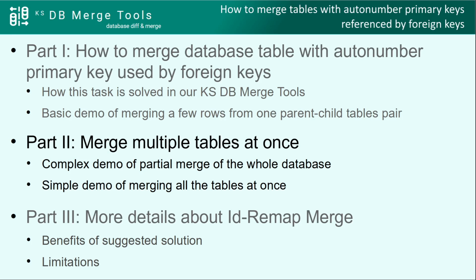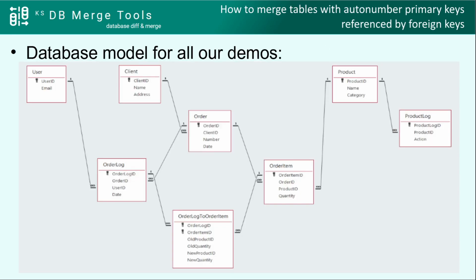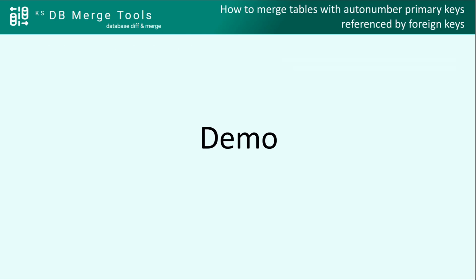Let's proceed with our next example of using Id-Remap merge. It is based on the same database model that was used for part 1. In part 1, we already did the merge of a few product rows with dependent product log rows. We assumed that we have one common product that exists both in source and target databases, and all other products in the source database need to be merged. Now, let's do something similar for tables client and user. Let's switch to the demo.